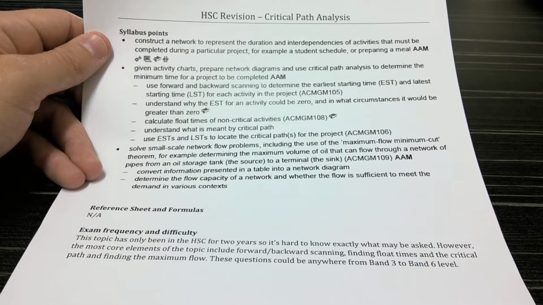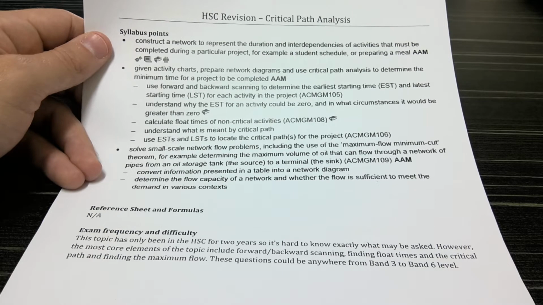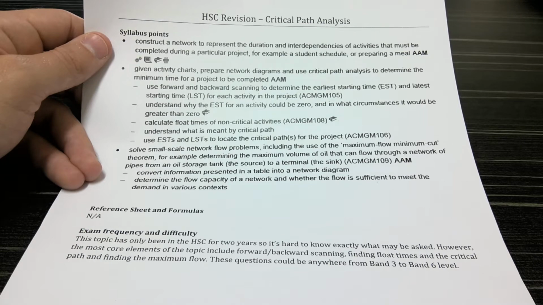So, construct a network to represent the duration and interdependencies of activities that must be completed during a particular project. This is where we're talking about the predecessors of each activity and how they all link with each other and how we're going to create a network with it. So given the activity chart, we prepare the network diagram and use critical path analysis to determine the minimum time for a project to be completed.